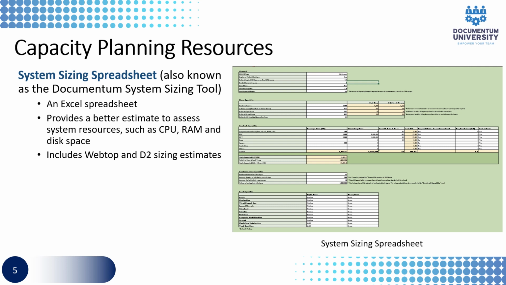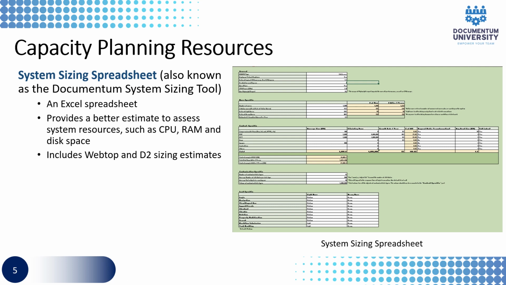Capacity planning resources. The System Sizing Spreadsheet, also known as the Documentum System Sizing Tool. This powerful tool is designed to help organizations optimize their Documentum system by providing a better estimate of system resources such as CPU, RAM, and disk space required for peak performance. You can find this tool on support.opentext.com, where it is available for download.